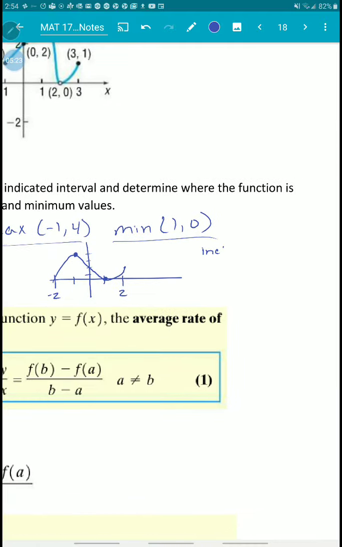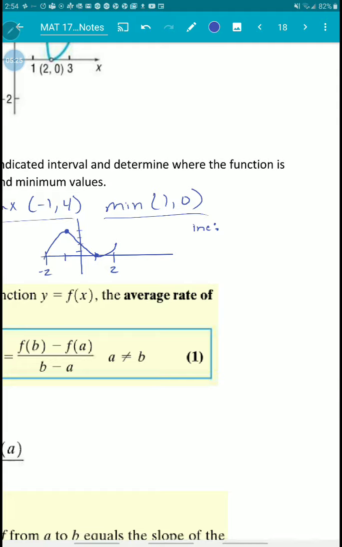So if we look at increasing, this guy's increasing from -2 up to this value of -1. It's decreasing on that next piece in between that maximum and that minimum. So it's decreasing from -1 to 1. And then from 1 to 2, we are increasing. So there's our decreasing, increasing intervals. And we did that using the calculator.